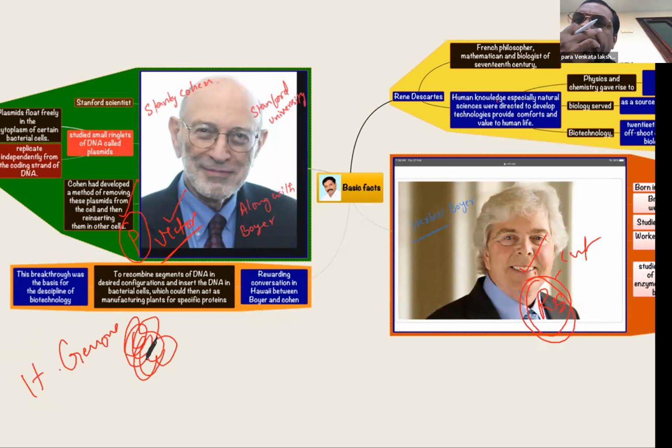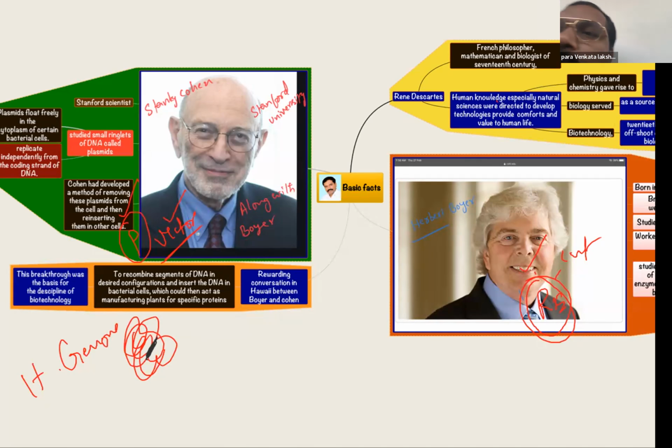So deficiency of factor 8 leads to what disease? Deficiency of factor 8, deficiency of factor 9 leads to dash and dash. Thalassemia. Factor 8 and factor 9. What are you saying, Gita? Sir, hemophilia. Hemophilia. But what did you tell? Thalassemia. Sorry, sir. What is thalassemia then? Thalassemia is in relation to what disease?